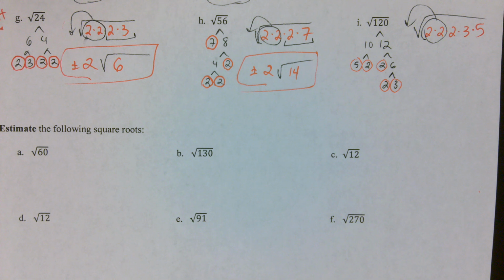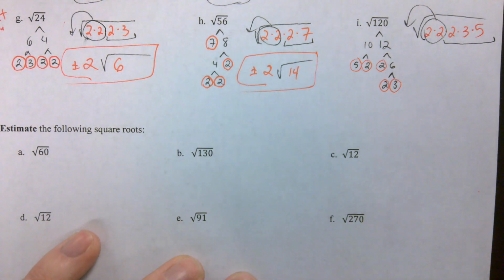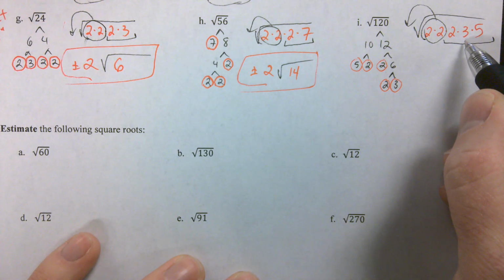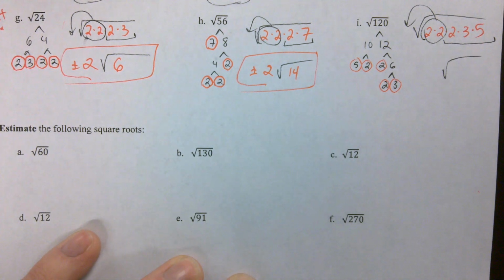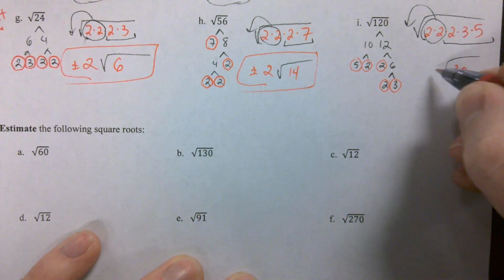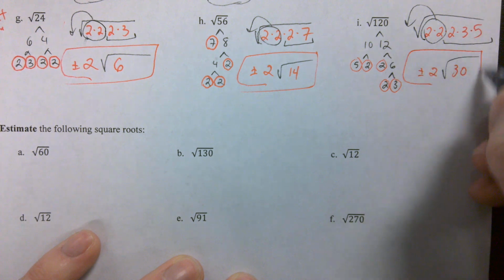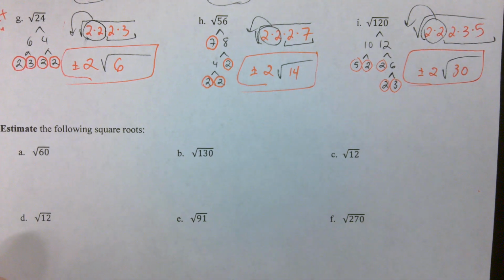Now, I've got a 2, a 3, and a 5 left over. Is there anything else I can bring out in front? No. No, those are all just individual numbers. They have no pairs. So we have to re-multiply them all inside the square root. 2 times 3 gives me 6. 6 times 5 gives me what? 6 times 5 gives me 30.